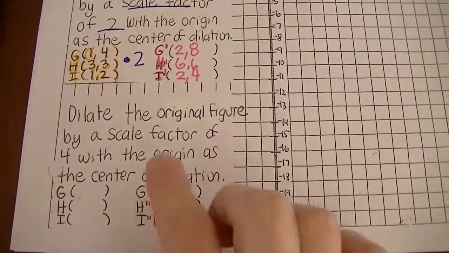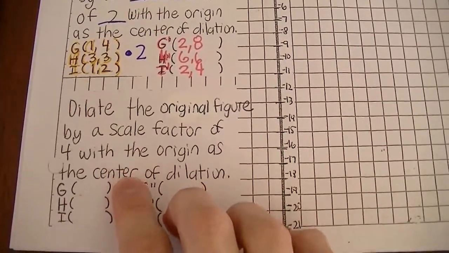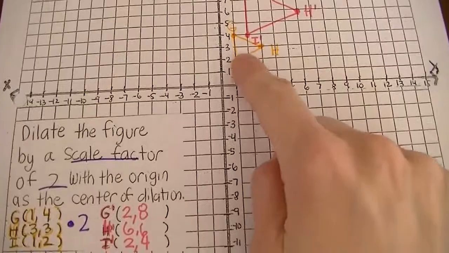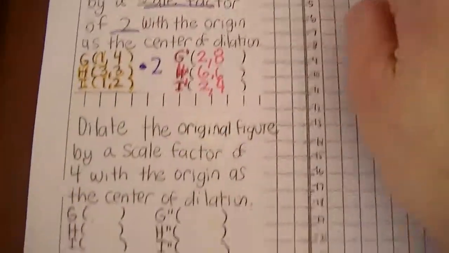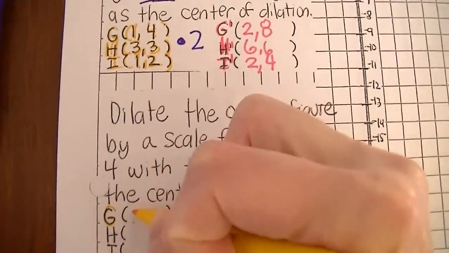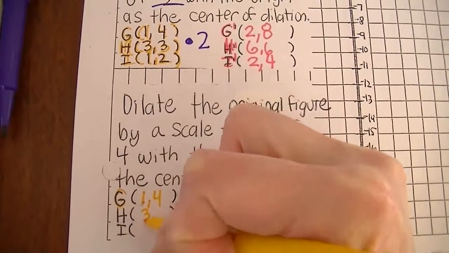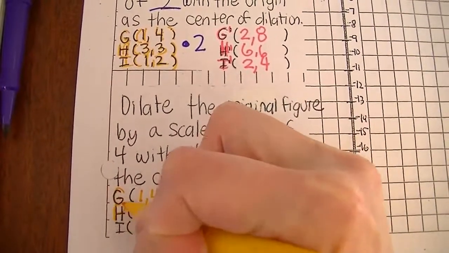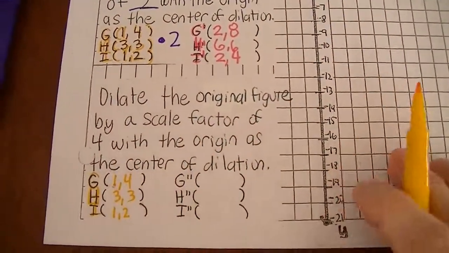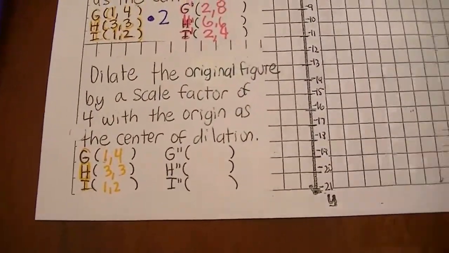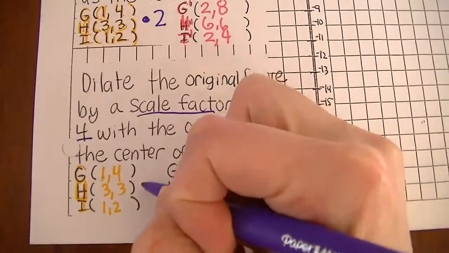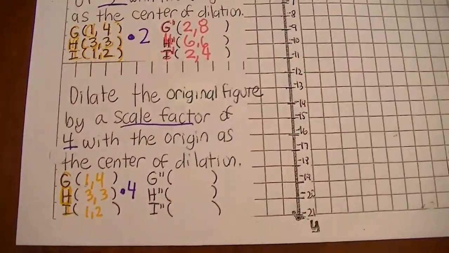So now it says dilate the original figure by a scale factor of 4 with the origin as the center of dilation. So we're going back to this original figure right here. And you'll see how it's labeled, it matches that. So I'm going to go ahead and fill in those original points. And the way I got those, if you're curious, I just copied them, okay? But now we have 4 as the scale factor. And as you remember, you always multiply by the scale factor. So we're going to multiply those points now by 4, okay?